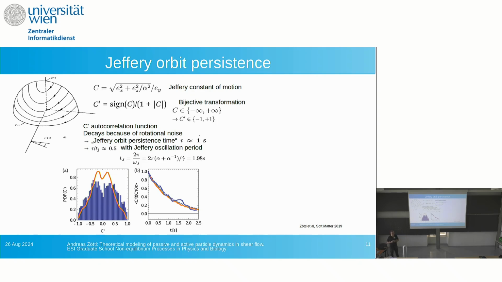C prime equals 0 is implied. Is that correct? C prime equals 0. Good question. It is, but I think, I don't know. At least it's a bijective transformation. I don't know now if the -1 corresponds to -infinity. It should be because of the sign, and 0 should be 0.